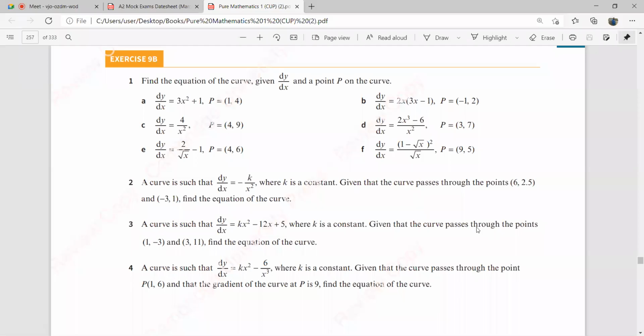Okay, Bismillahirrahmanirrahim. So, going to start it again. The first application of integration.